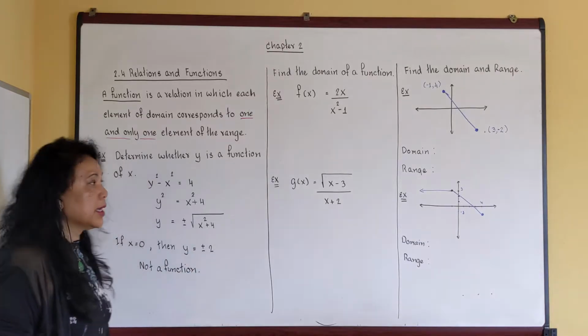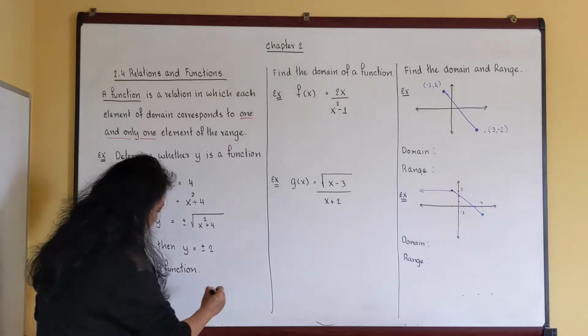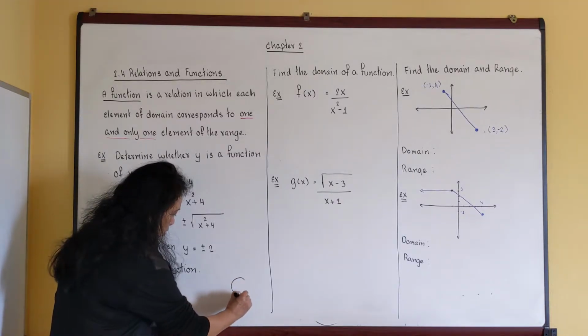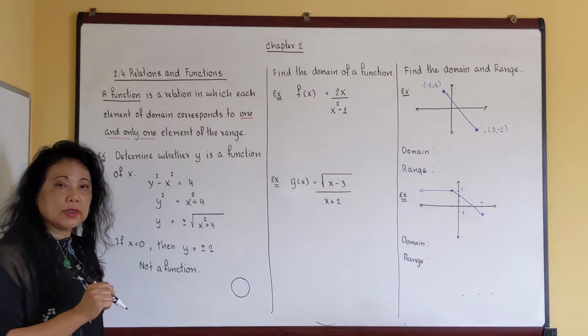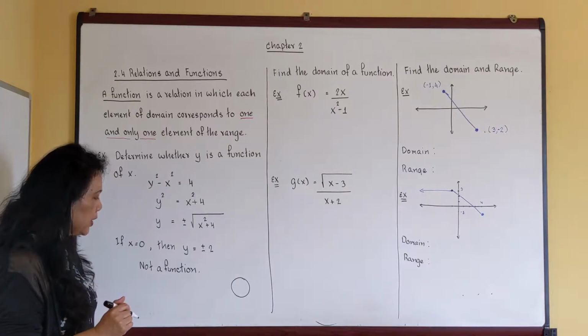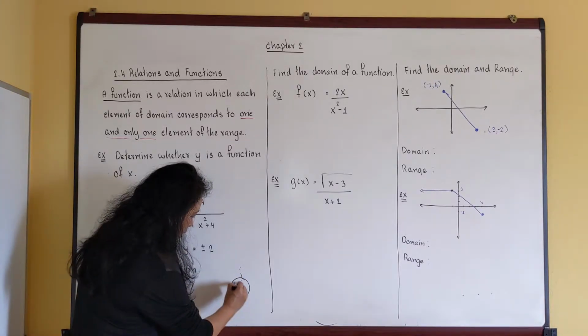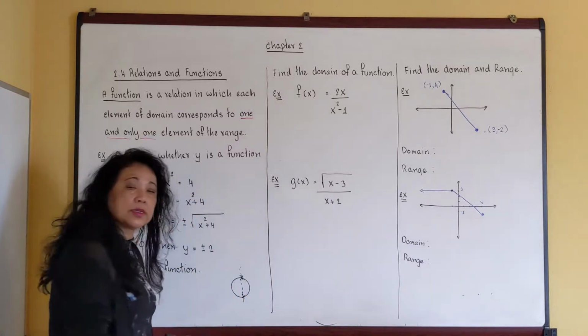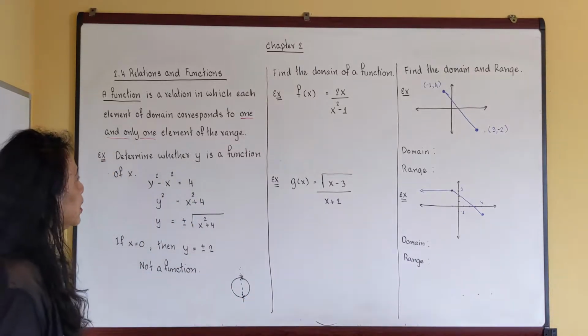Alright, another test you can do is called the vertical line test. So let's say you have a circle. You don't have room here, but if you have a circle, and you draw a vertical line and it cuts the graph more than once, it's not a function. So if you draw a line here anywhere, it will cut twice, so it's not a function. Alright, so you can do the vertical line test as well.